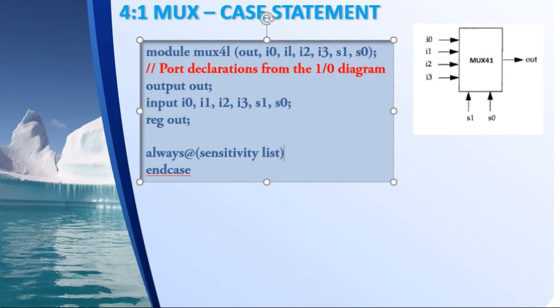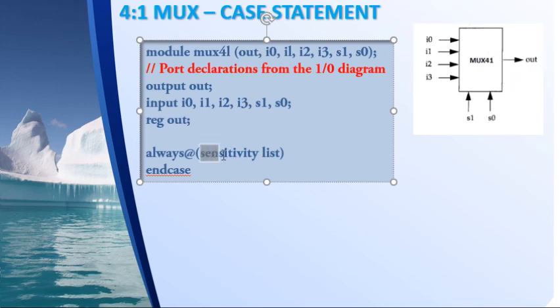This sensitivity list is nothing but those signals in the digital design which are going to trigger that circuit. So when do I want this? Now I am going to realize a 4:1 mux. When do I want the 4:1 mux to give me outputs? Whenever any one of the input signals is changing. That is, if I change I0, I1, I2, I3, or if I change S1 or S0, I want the mux to give me the appropriate output.